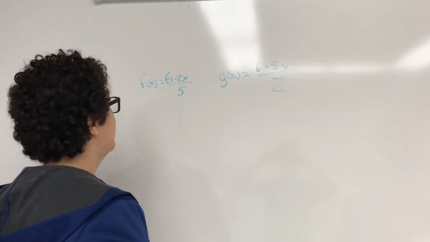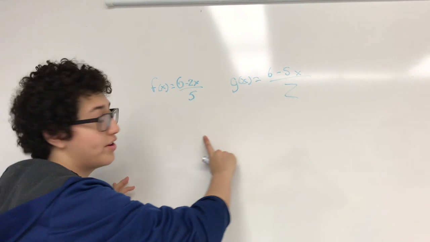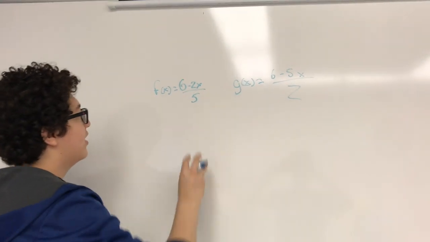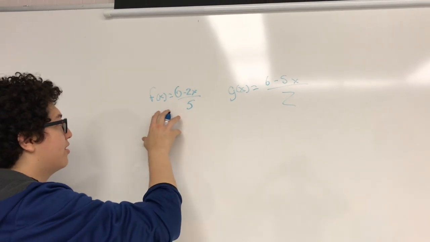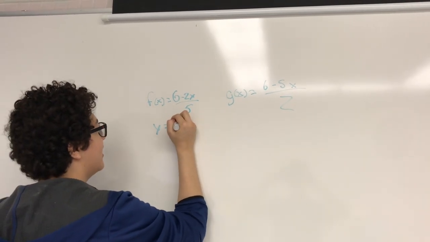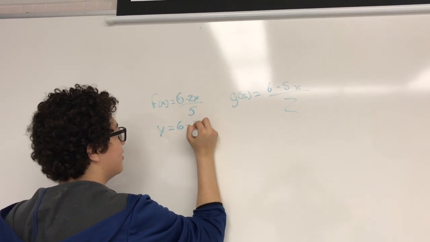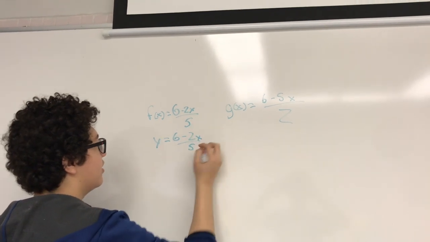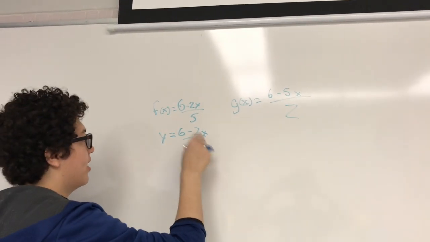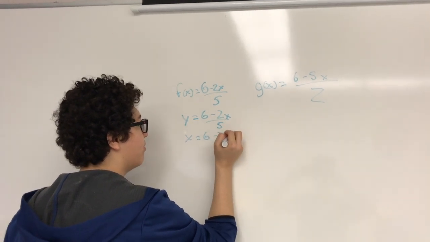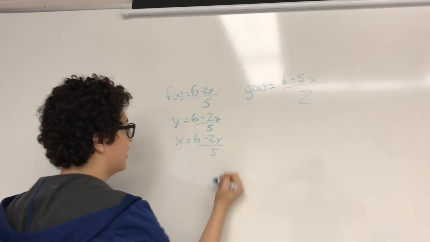So we need to find if f of x is the inverse of g of x and vice versa. So we first need to change the values of x and y. So this one is equal to y, (6 minus 2x) over 5. And then change the y for x and the x for y. x equals (6 minus 2y) over 5.